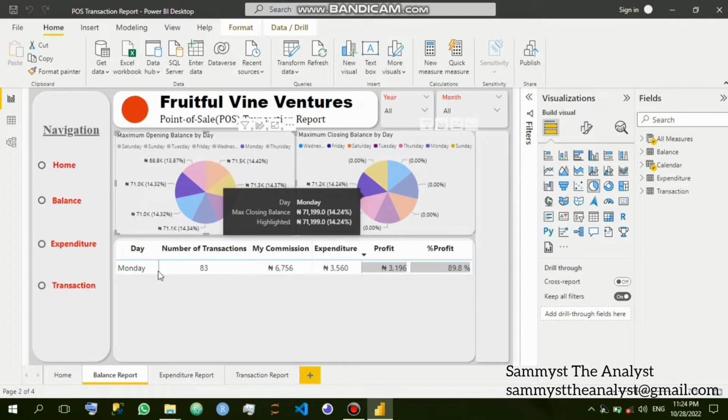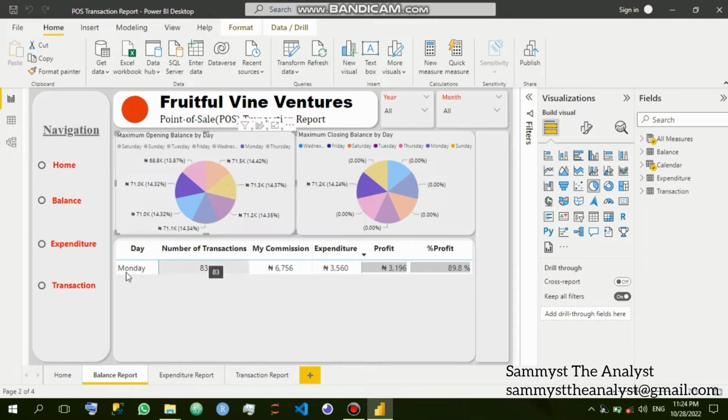Okay, so we can see here the number of transactions done on Monday was 83. Now this Monday is not a particular Monday, please, we should be aware of that. It was not a particular Monday. It was the Mondays within the time frame in which this data was recorded.